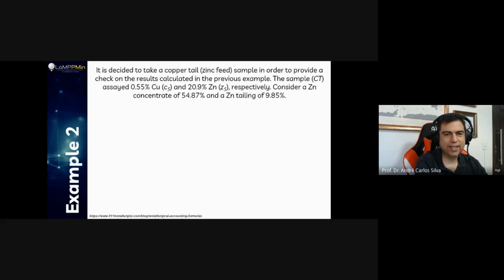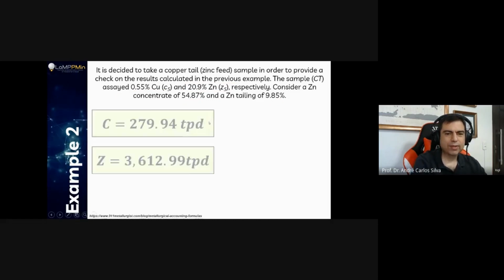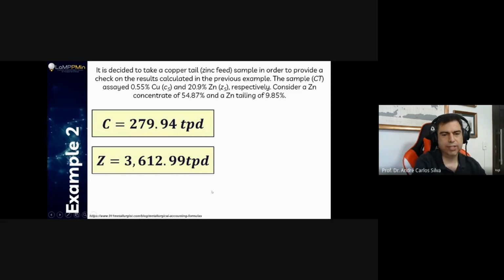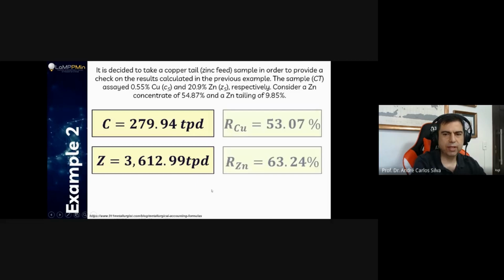So let's take a look at the results, okay? So as you can see, we can estimate C and Z in the direct process. We just need to input this information in the equations, and then we can calculate also the recoveries, the copper recovery and the zinc recovery. Okay, so as soon as you got C and Z and you have F, you have everything that you need to calculate everything. So one thing that I want to call your attention to is, if you try to calculate only the copper recovery without considering the losses on the zinc, you're not going to be able to reach the same number, okay?